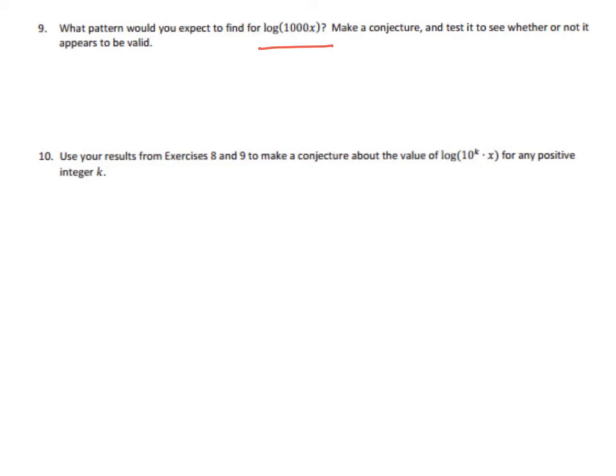So, what is the log of 1,000x? Well, log of 1,000x will equal 3, obviously, plus the log of whatever x is. So then you get the k's, etc. For any positive value, obviously then you will do k plus log of x.